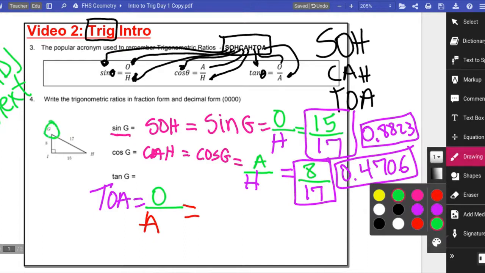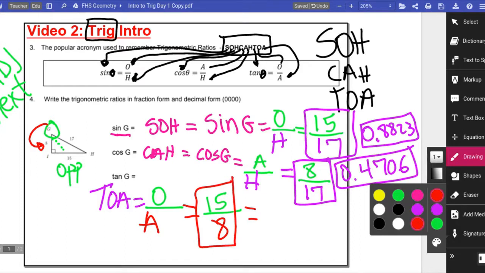Okay, so where's the opposite? My friend, right there. That is your opposite. All right, great. What is my adjacent? Adjacent is directly next to it. What's directly next to the G? The 8. All right, this one, can you reduce that? No. So you can take that as an answer just like that. It all depends on what the question is specifically asking you. But 15 divided by 8 is 1.875.